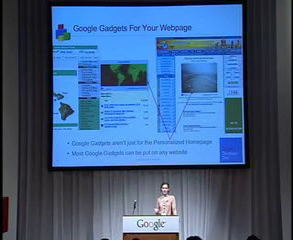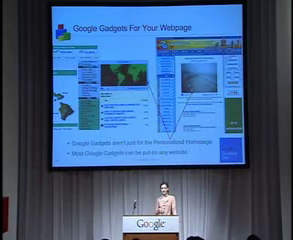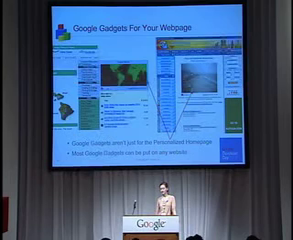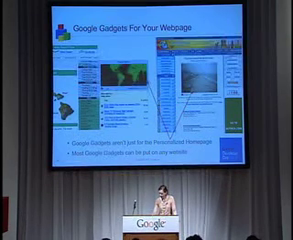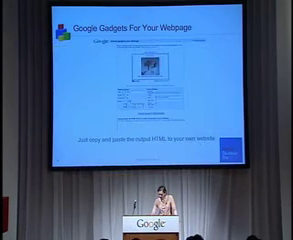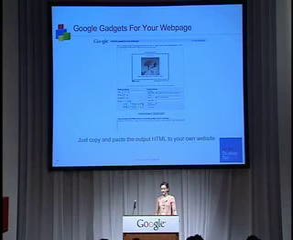So there are many applications to this. One example that I often use is that I have a gadget with my photos in it, and I can just embed it on my blog. So this is very easy to do. So you go to a page like this, and this is also linked to from our API docs, so you don't have to worry about remembering.